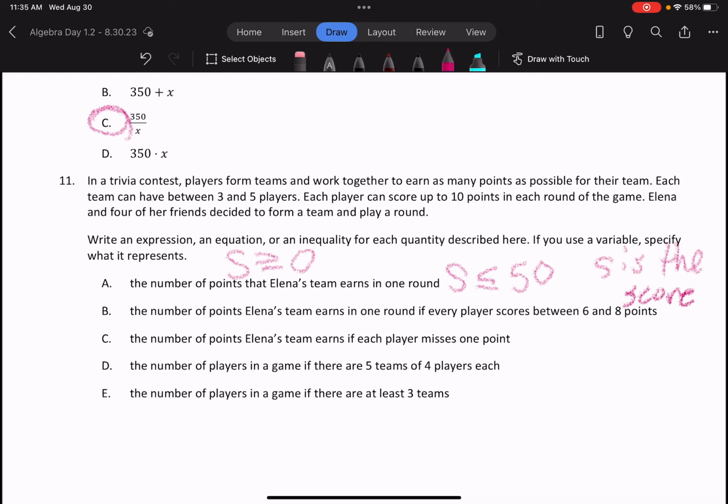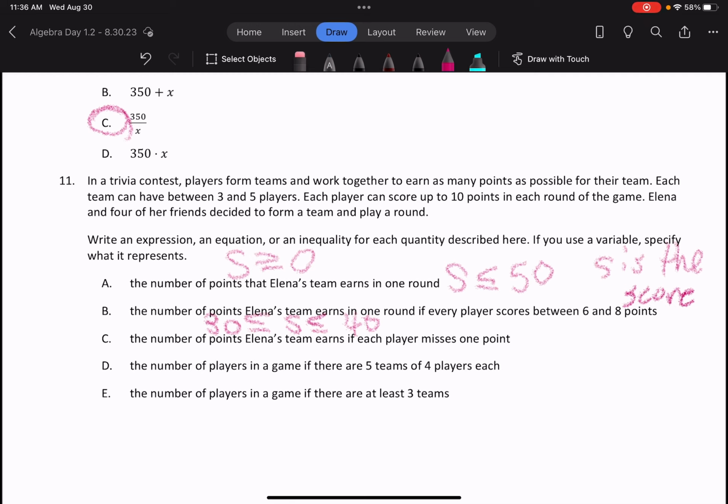Letter B says the number of points Elena's team earns in one round if every player scores between 6 and 8 points. So if every player scores 6 points in her team, that would be a minimum of 30. If every player on her team scores 8 points, that would be a maximum of, we would have 5 times 8, which would give us 40. So in this case, then, the score would have to be less than or equal to 40, but greater than or equal to 30. And you can write that as one phrase, or you can write that as two phrases, okay?